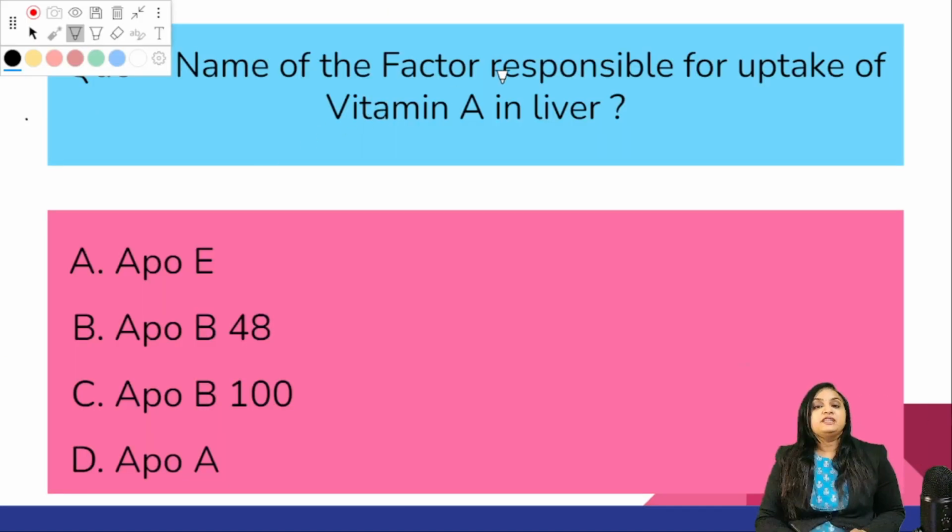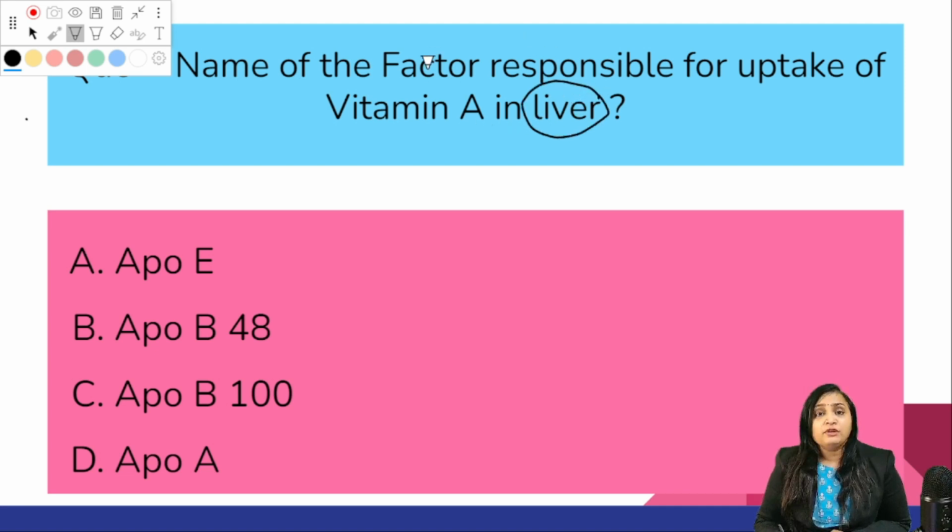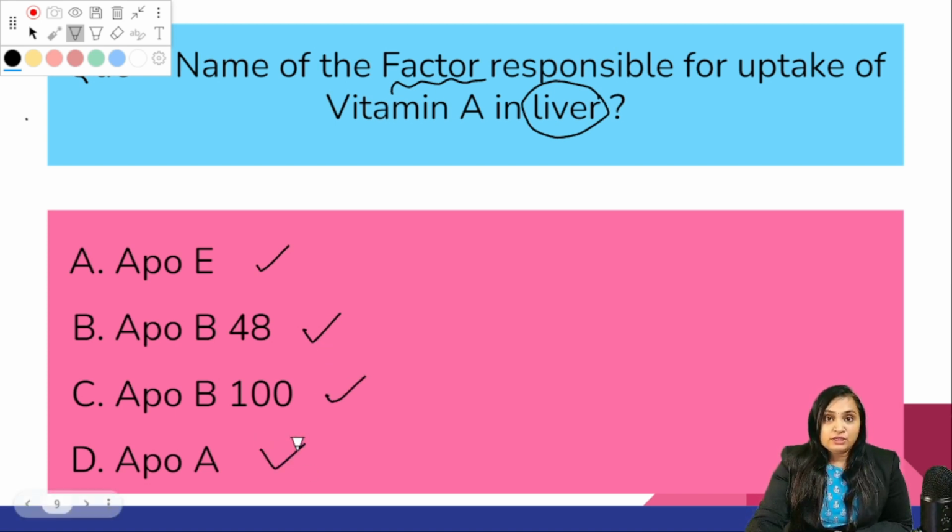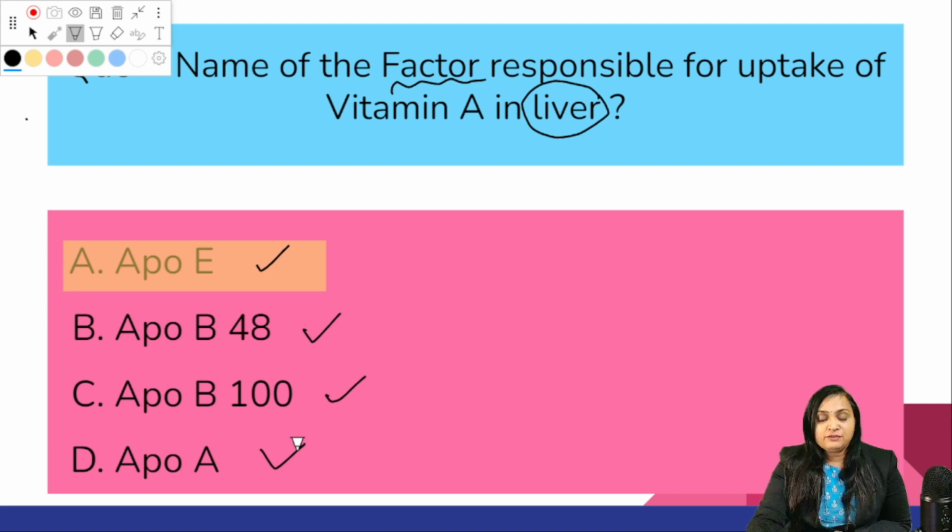So the next question is, name the factor which is responsible for uptake of vitamin A in the liver. So from the bloodstream, vitamin A is taken up by the liver, and for that uptake, which factor is responsible? Your options are A, ApoE, B, ApoB48, C, ApoB100, or D, ApoA. We are going to learn the absorption and transportation of vitamin A in detail, but as of now, remember the correct answer is option A, ApoE.